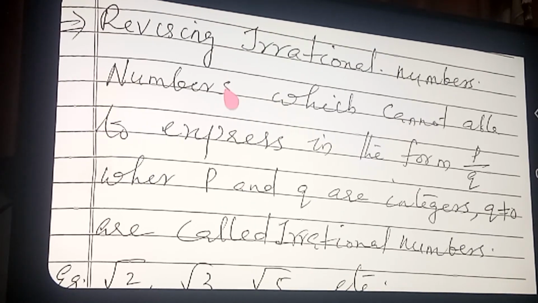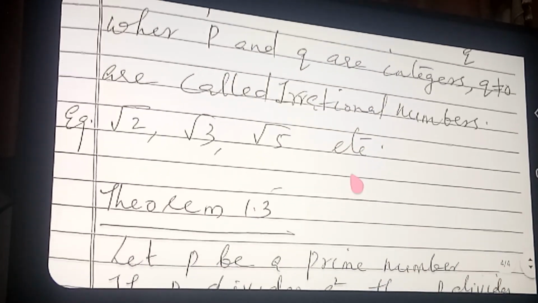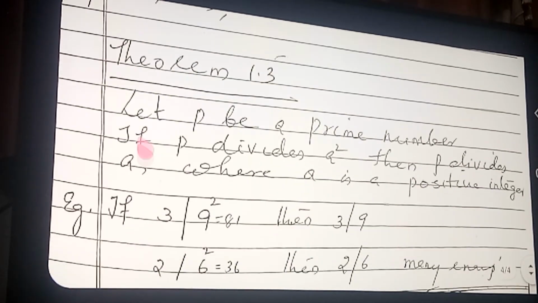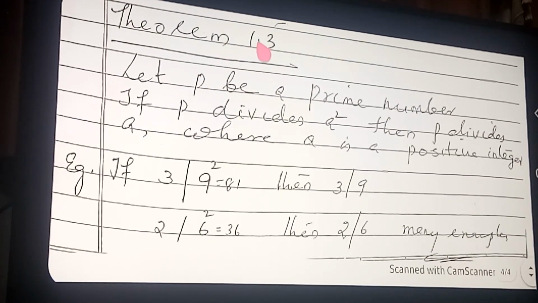Exercise 1.2 is over. Now we are going to learn many theorems based on irrational numbers. First of all, we will revise what is meant by irrational numbers. Numbers which cannot be expressed in the form p by q, where p and q are integers and q is not equal to 0, are called irrational numbers. Clear now? The examples are root 2, root 3, root 5, etc.